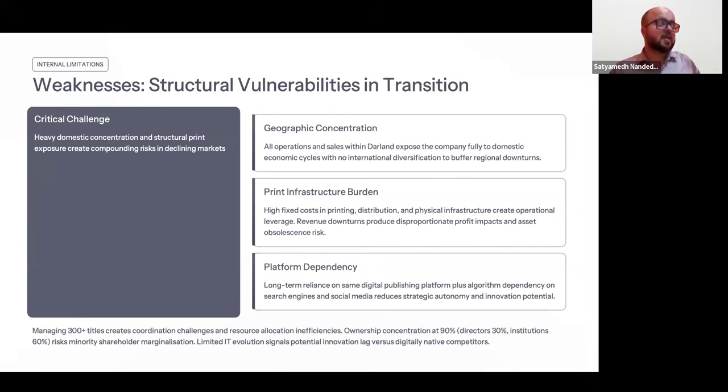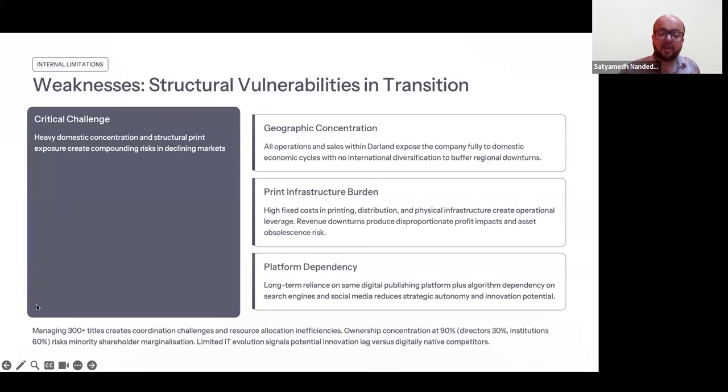One of the strengths that we discussed, the in-house printing, could very easily turn into a weakness, because to maintain the machinery, you have to pay maintenance charges. There are fixed running costs also involved, and that could be a major challenge if the revenue goes through a downturn. And geographic concentration, because it has offices only in Darlin, it is losing out on international exposure. Plus, if the Darlin market goes through a downturn, then naturally the company will suffer and it will not have any other source of generating revenue.